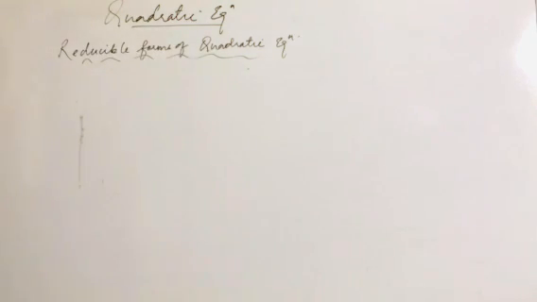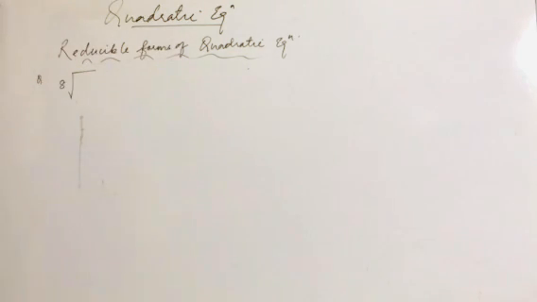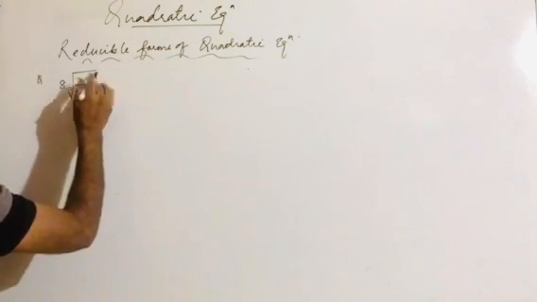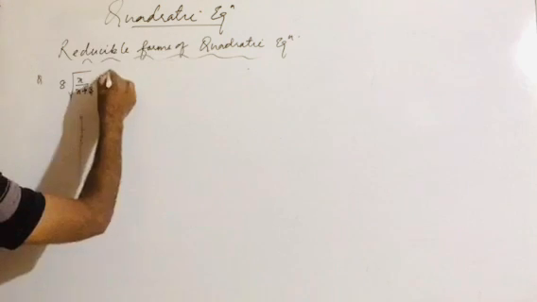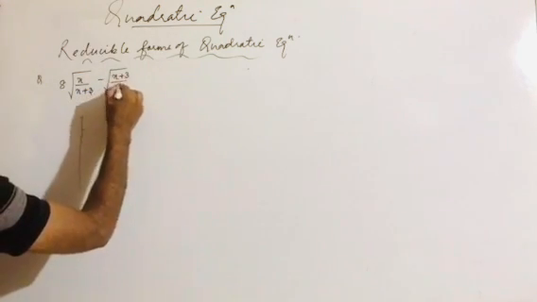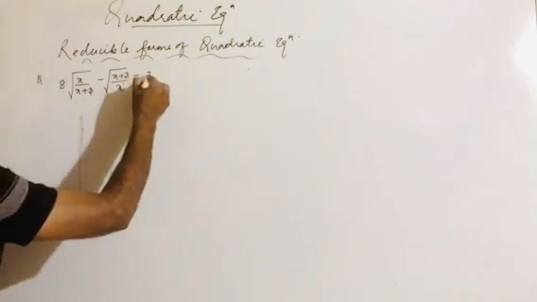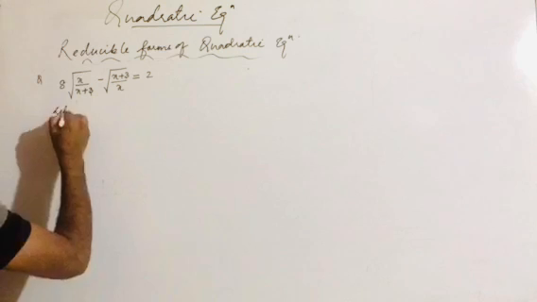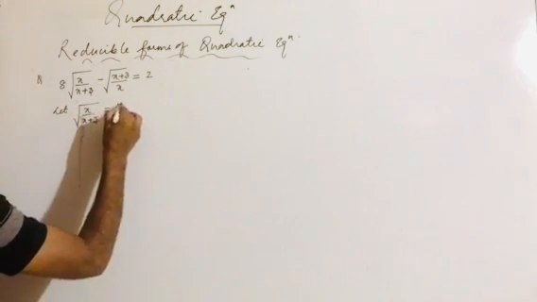For type number 3, let me take one sum here. So the question is given as: 8 root under of x by x plus 3, minus root under of x plus 3 divided by x, is equal to 2. Am I clear? You can see that these two are reciprocal of each other. So what I am going to do here is let root under of x divided by x plus 3 be equal to y.